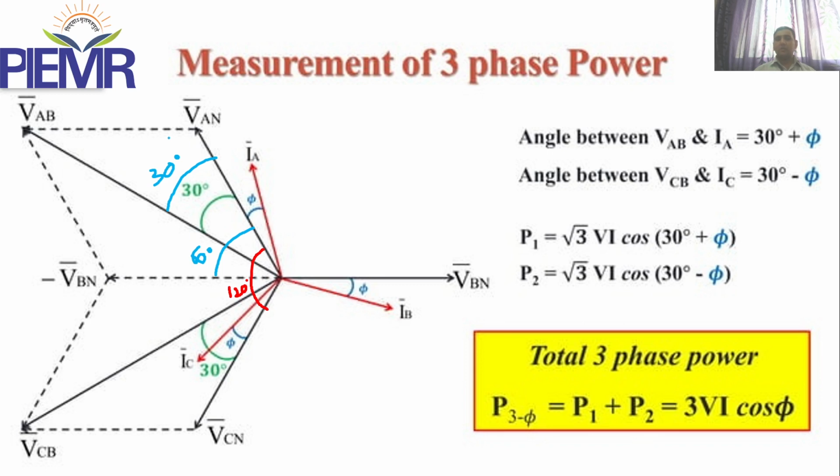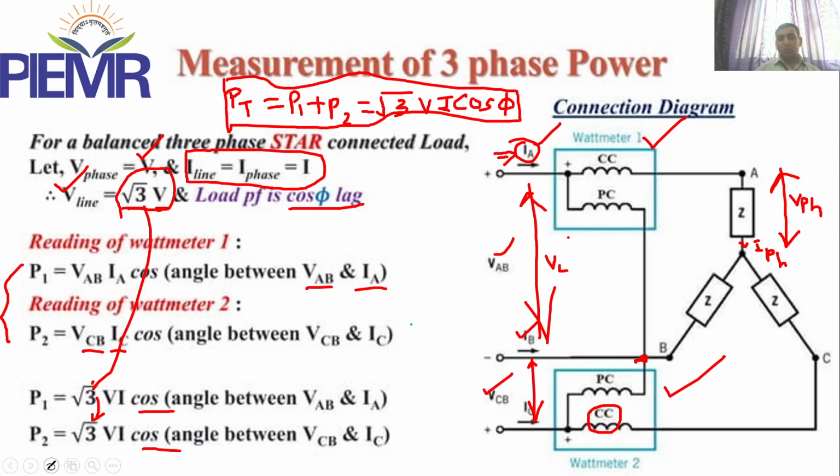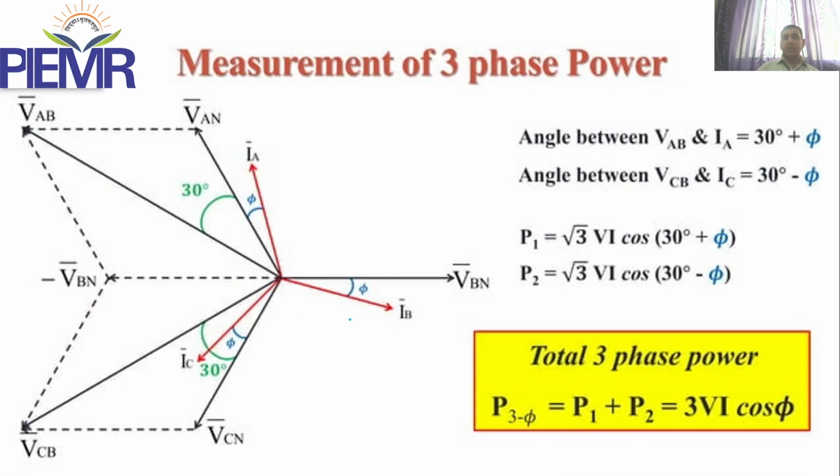60 degree and it is 30 degree now. So the voltage between VAN and VAB is 30 degree. As we assumed in the previous slide, this particular load is a lagging power factor. What is meant by lagging power factor? Our phase voltage leads the current IA by some angle phi. This angle phi, we will calculate this.